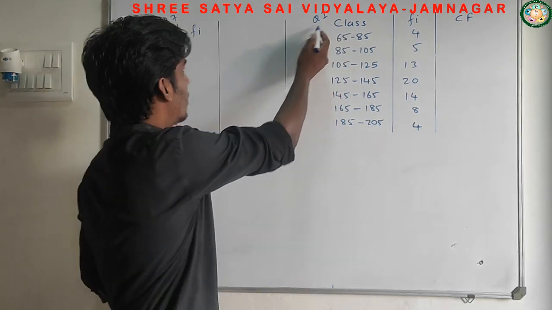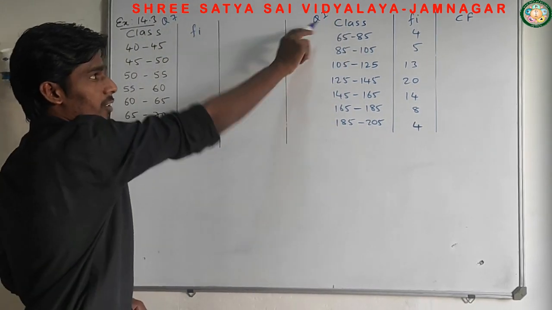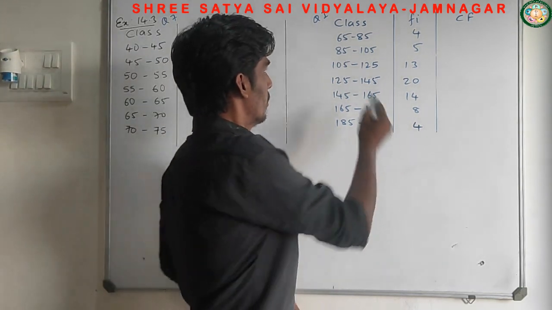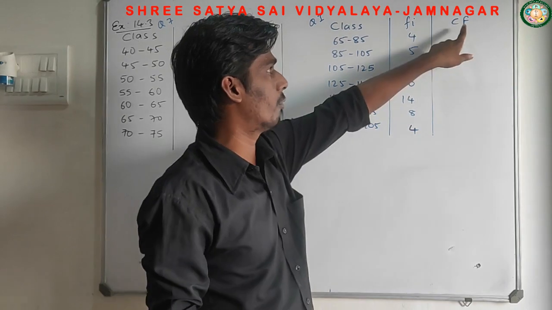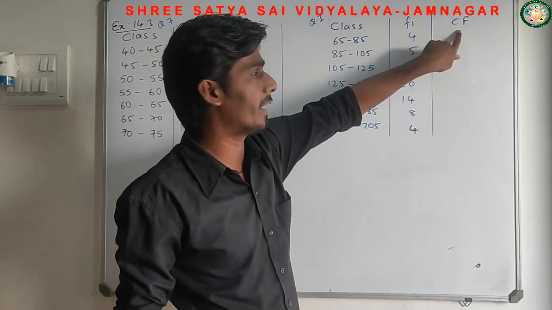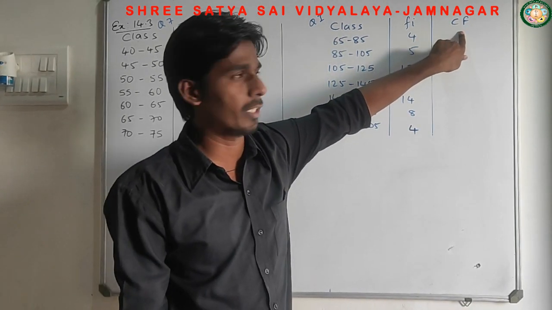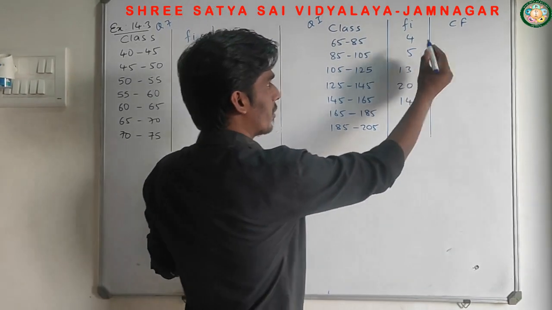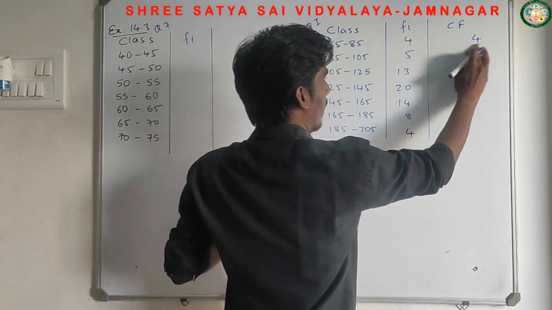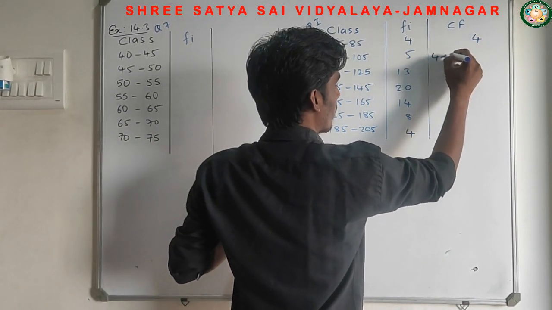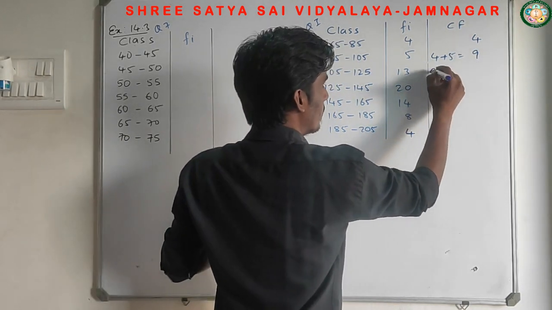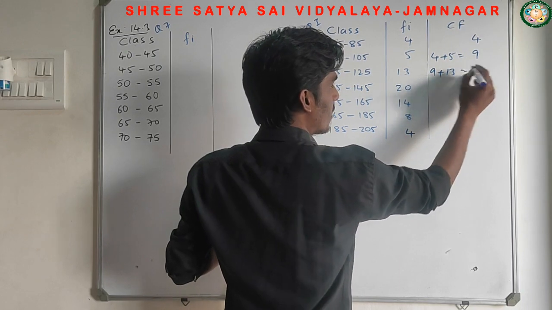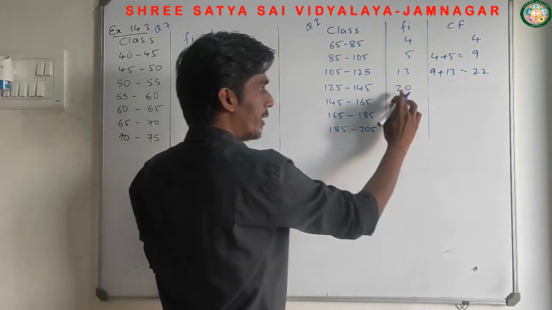So this is the first question of exercise 14.3, first question. So your class is given, frequency is given. So always in median, first of all, what we have to find out? We have to find out CF, cumulative frequency. How to find cumulative frequency? It's 4 as it is. Now 4 plus 5 is how much? 9. 9 plus 13 is how much? 22.